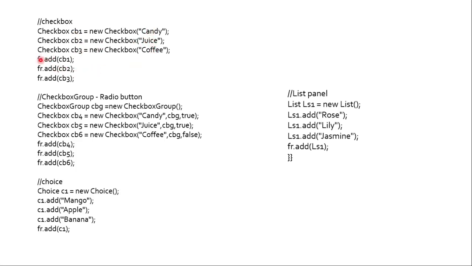And I have added all these 3 checkboxes into the frame. Fine. Okay, so there is nothing called radio button in AWT. If you are using Swing, we have got radio button separately. But if you want to display radio button using AWT, then you need to put all these checkboxes into a group that is called a checkbox group.